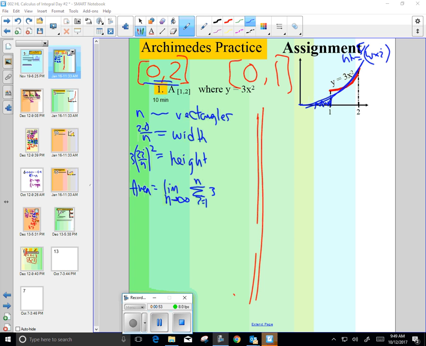3, I think this is going to be 4I squared over, careful, n or n squared? N will ruin it for you. N squared will be great. Times the width, which was 2 over n.